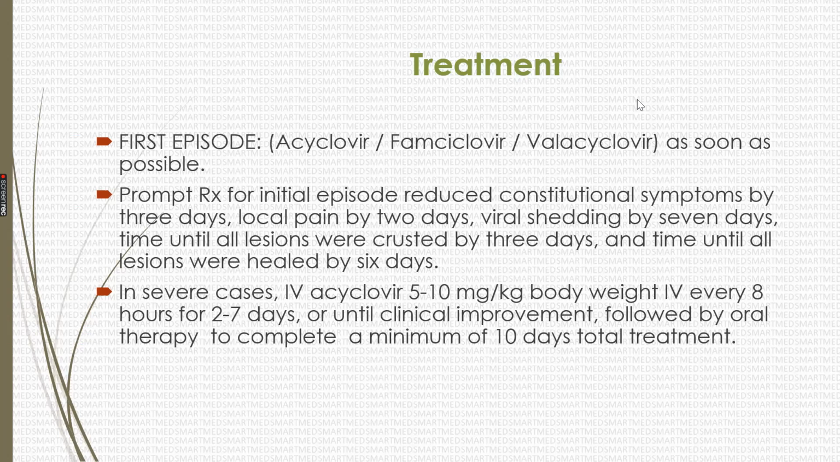Having spoken that, let us talk about the treatment of genital herpes. For the first episode, you can give acyclovir or famciclovir or valacyclovir as soon as possible. Prompt treatment for the initial episode will reduce the constitutional symptoms by 3 days, local pain by 2 days, viral shedding by 7 days, time until all the lesions are crusted by 3 days, and time until all the lesions are healed by 6 days.